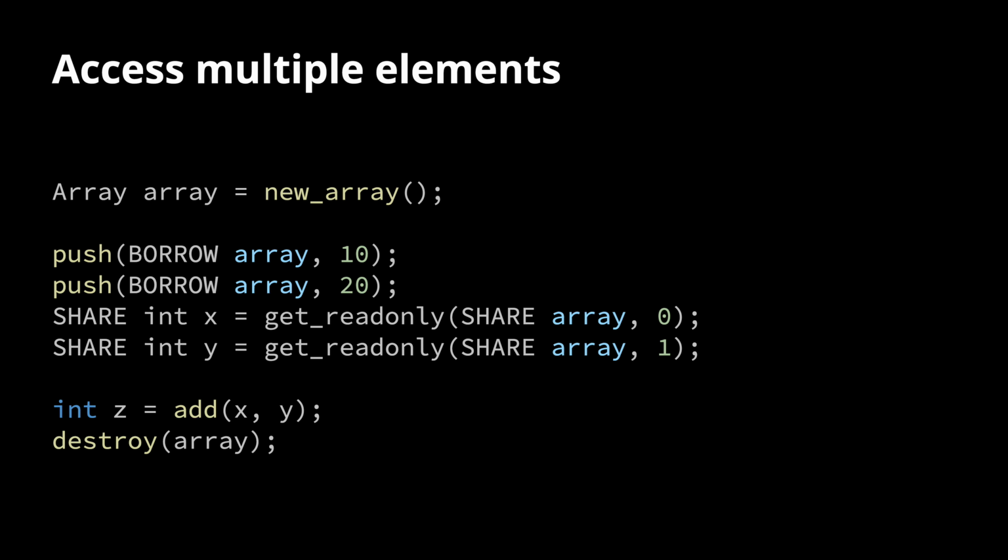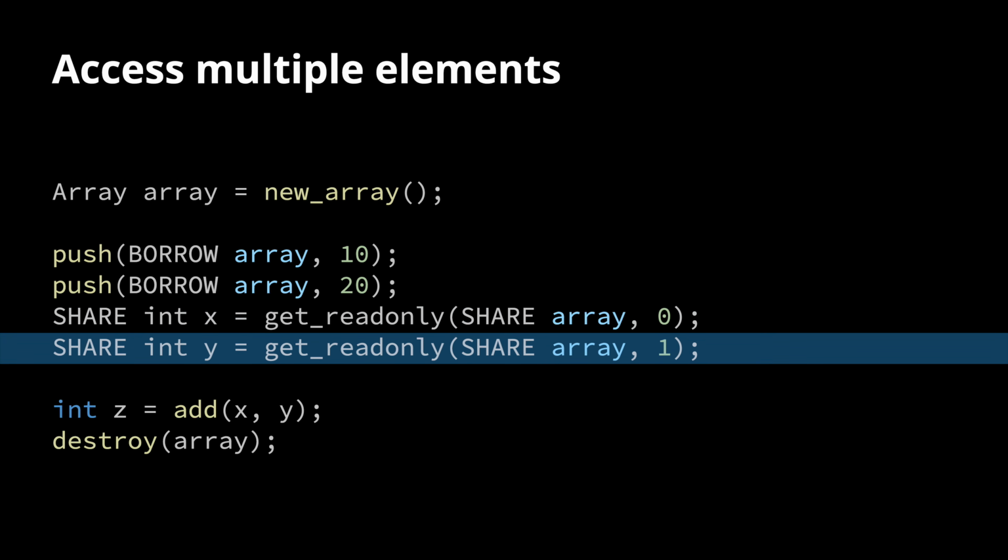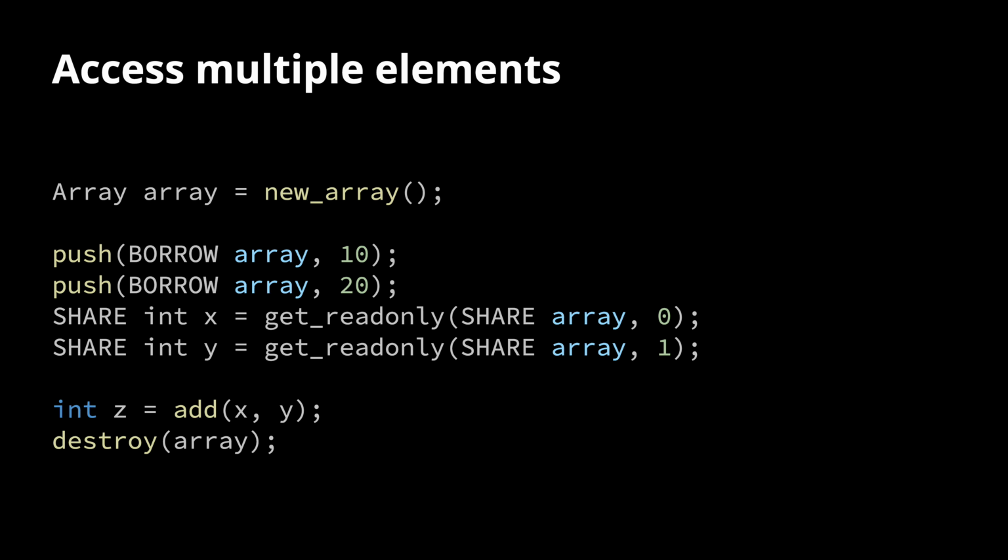So I construct my array, I push a couple of items in there with the values 10 and 20. I call getReadOnly with a shared reference to the array. I get back a shared reference to item 0 and I store that in X. I call getReadOnly again with another shared reference to the array and I get back a shared reference to item 1 and I store that in Y. The array is shared for as long as X or Y are in use.